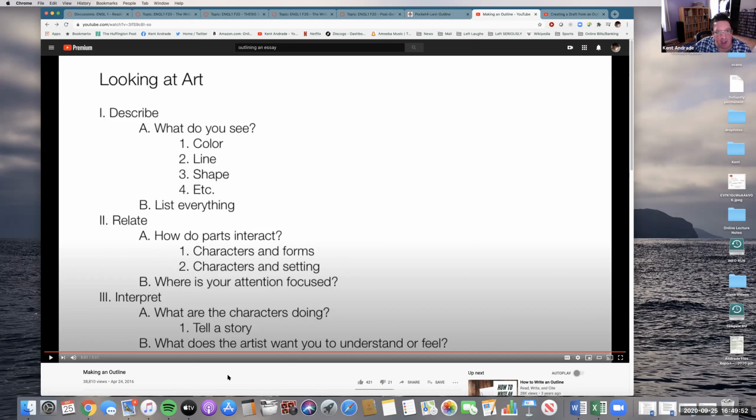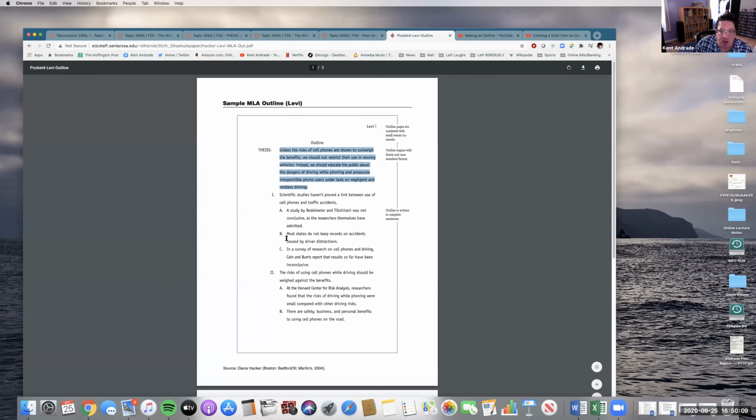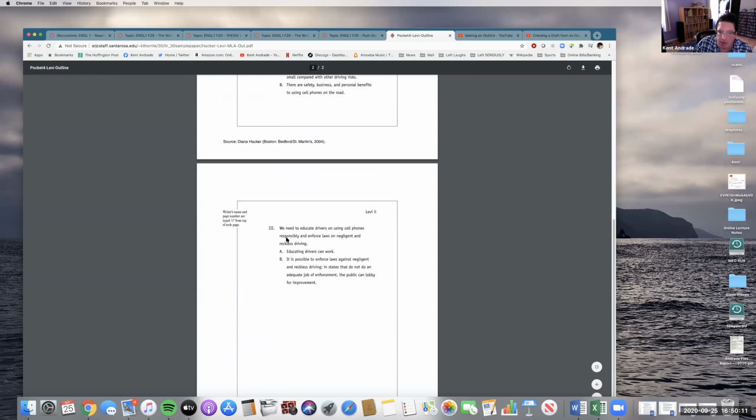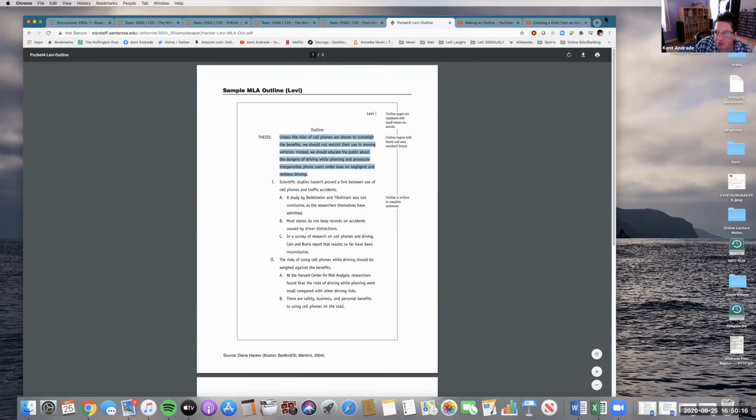But we want to have a working outline, a basic outline. It doesn't need Roman numerals and letters and all of that. It just has to spell out your thesis at the top. And each topic sentence and its support and discussion for every body paragraph you plan on. That's where we're going to be here.